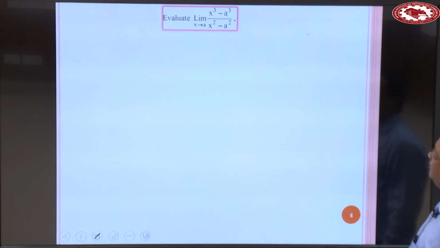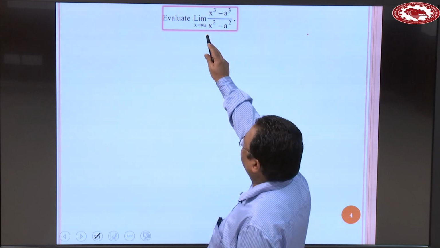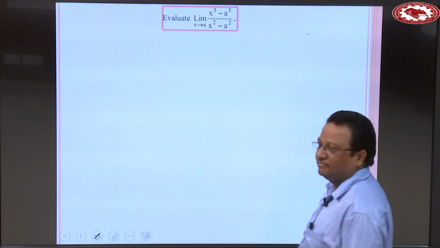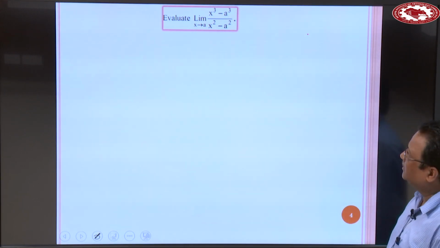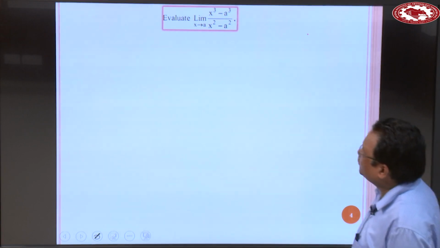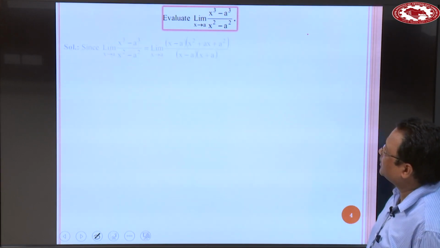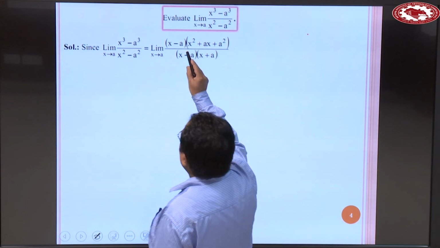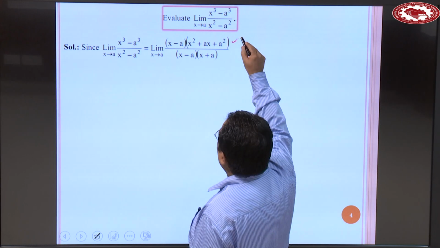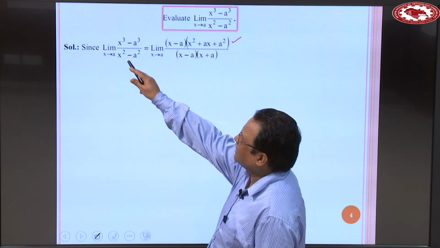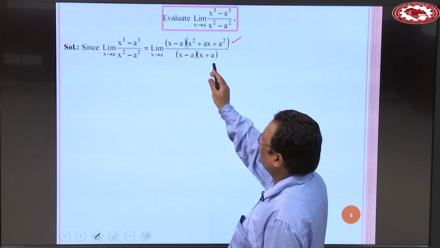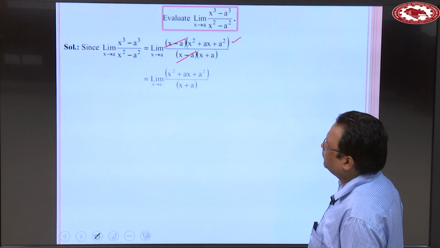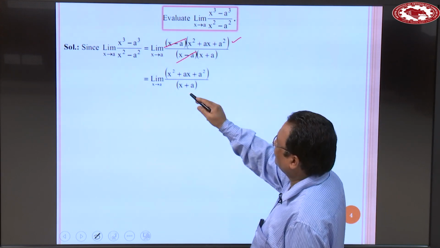So one more problem. Evaluate the limit as x tends to a of (x cube minus a cube) divided by (x square minus a square). Now x cube minus a cube is (x minus a) into (x square plus ax plus a square), and the denominator x square minus a square means (x minus a) into (x plus a). And this term cancels. So we obtain (x square plus ax plus a square) divided by (x plus a).